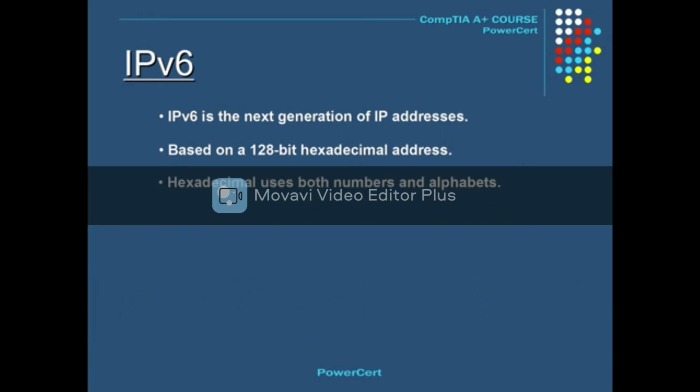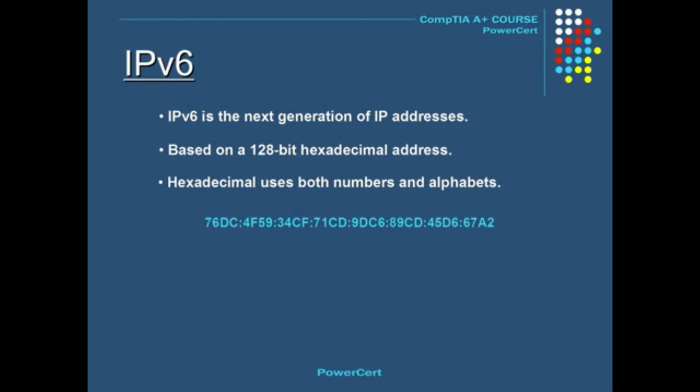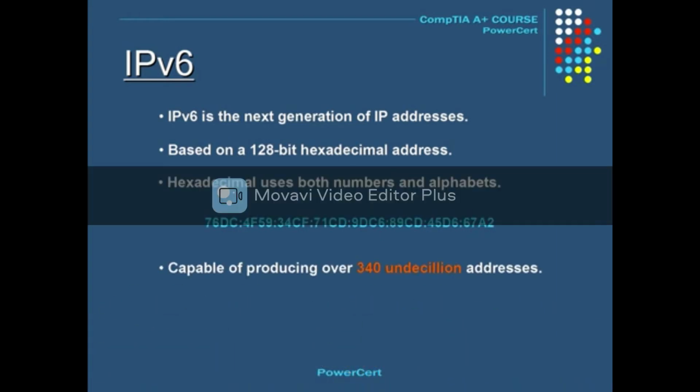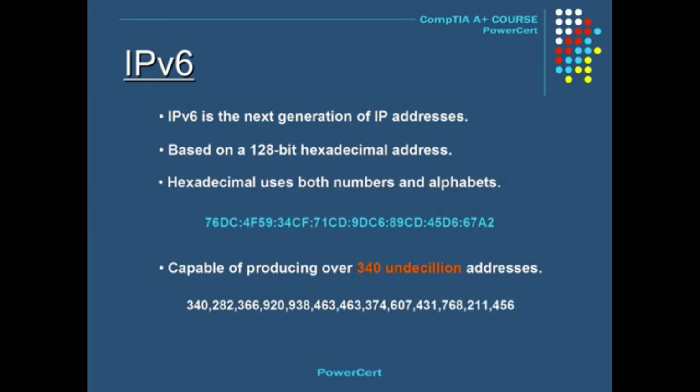Hexadecimal uses both numbers and letters in the address. So with this type of address, IP version 6 can produce over an unbelievable 340 undecillion IP addresses. That's the number 340 with 36 zeros after it. So as you might have guessed, IP version 6 is more than enough for the foreseeable future.